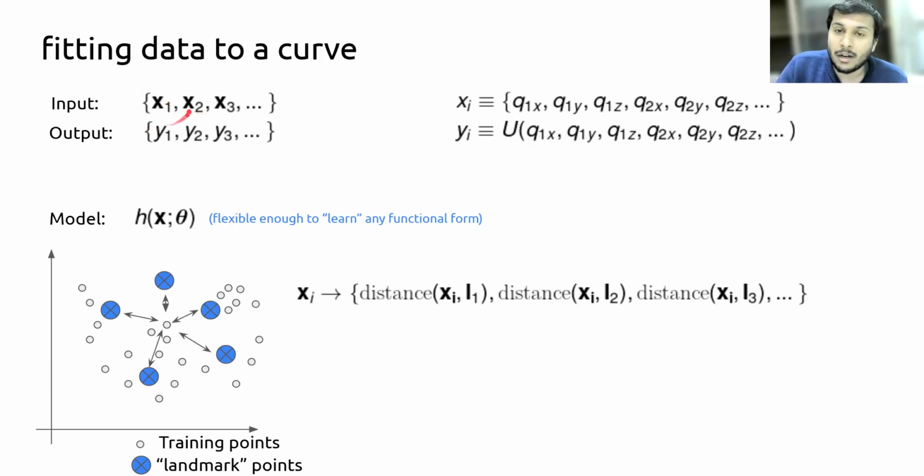So the idea is that no matter what the dimensionality of your input is, you can ask how far this point is from the first landmark. Then the second bit would be how far this point is from the second landmark, how far it is from the third landmark, and so on. And by choosing a very large number of landmarks, you can make this X as high dimensional as you would like. Right.